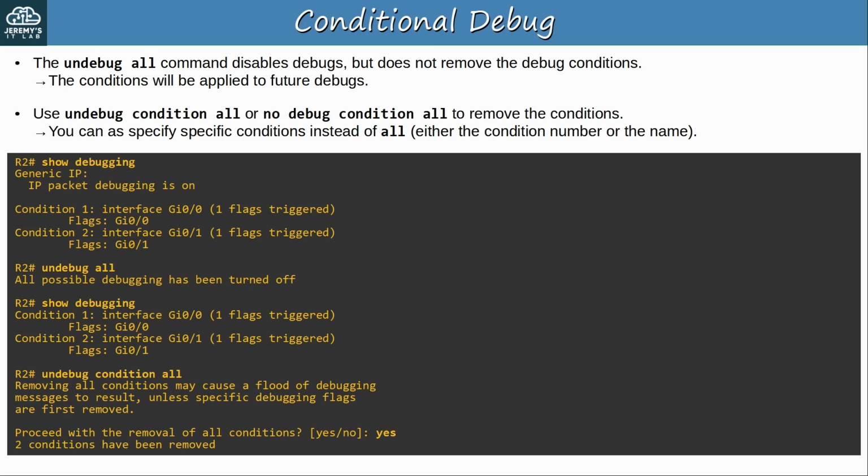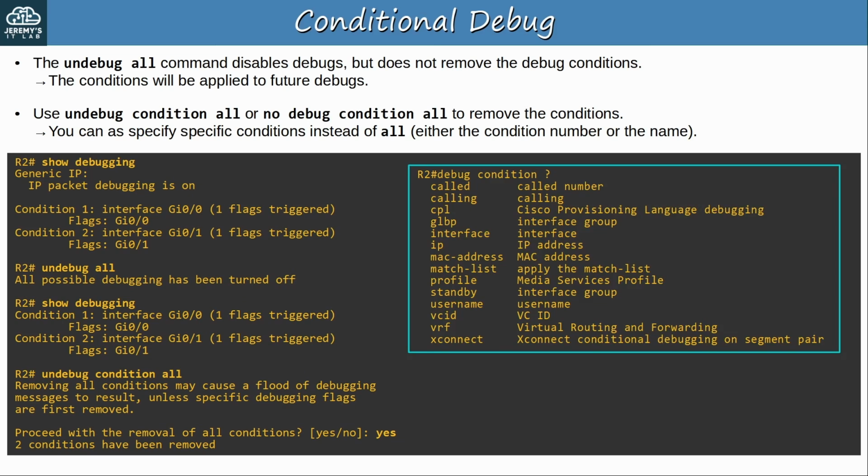So, we looked at how to configure a debug condition based on interface, to only display debug messages relevant to a certain interface. We also looked at how to remove debug conditions. Here are the different debug conditions available in IOS. I recommend experimenting in a lab to get familiar with some others.